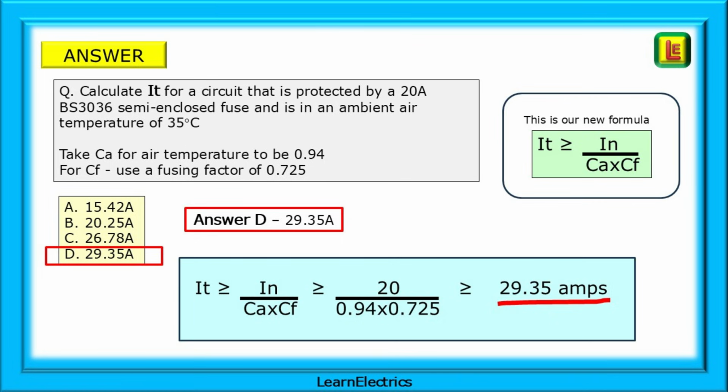Remember to calculate the bottom row first and then divide this into the top row, otherwise you will end up with the wrong answer, and the exam will often give you wrong calculations as possible answers.